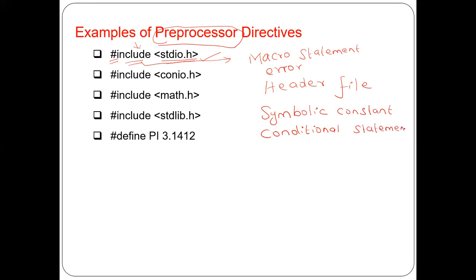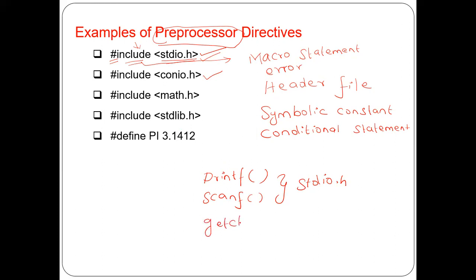And some conditional statements also; we will see all those things one by one. The first one is to substitute or include the header file called stdio.h. So if you are going to use printf or scanf, obviously you have to include the header file called stdio.h.